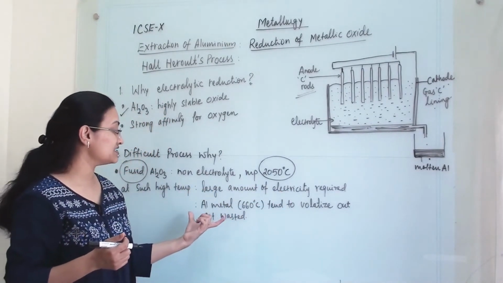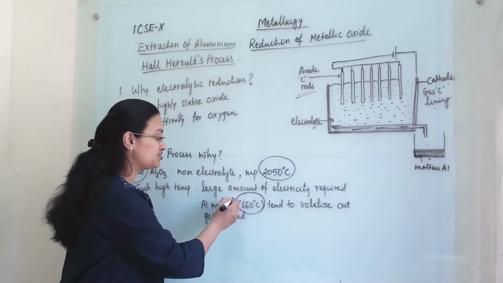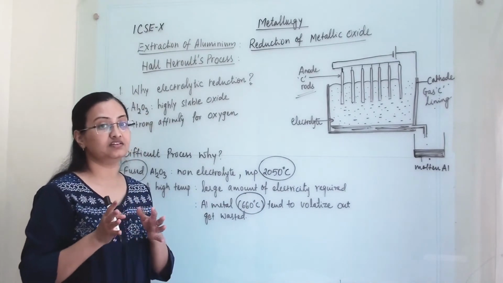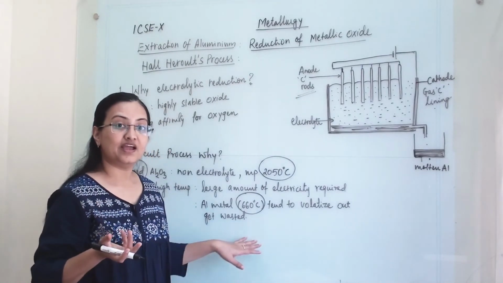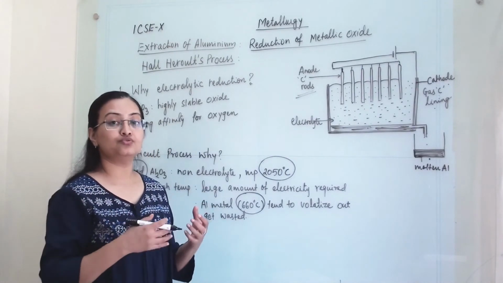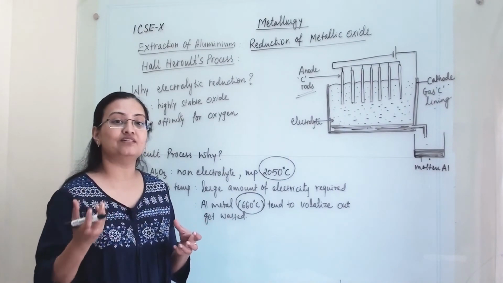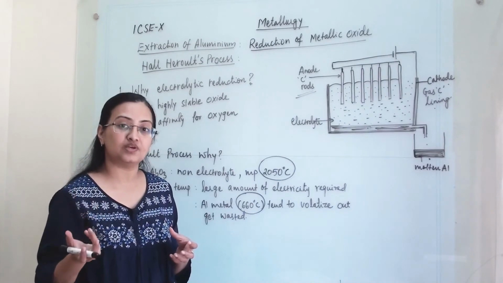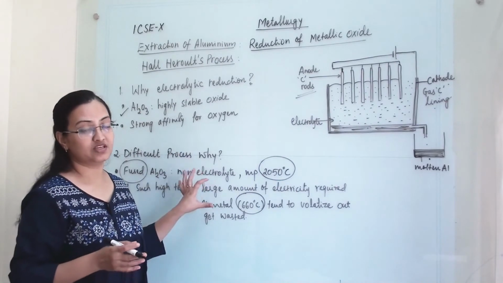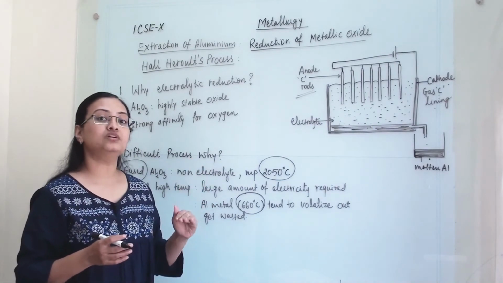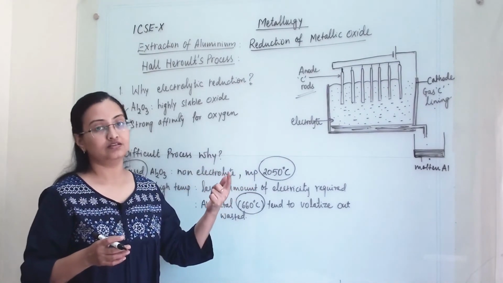And the second thing is, the aluminium metal that we are extracting will reach a temperature as high as 660 degrees Celsius. At this temperature, it tends to volatilize out, and it may get wasted. After doing so many things and investing so much in the process, if the metal volatilizes out and gets wasted at the end, then it is of no use. So that's why this process is very complex, and that's why we are lowering the temperature of this electrolytic cell medium. How? We are discussing that in the third reason.